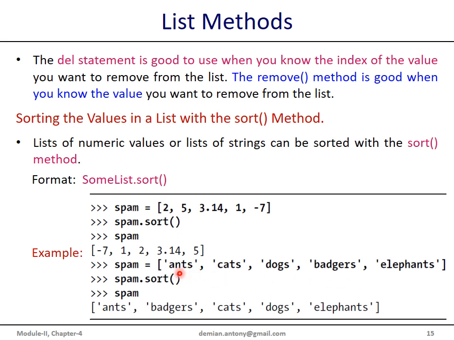We have an unsorted list now, and after applying the sort method, we have all the elements sorted in alphabetical order.